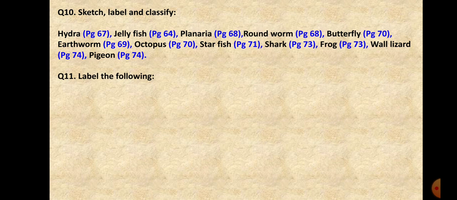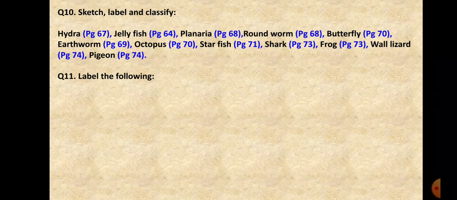Okay, I'll do one thing just to cut short your work. I will give you just the name of the phylum of each and every animal, and the remaining classification you will write on your own. Hydra belongs to Coelenterata. Jellyfish also Coelenterata. Planaria, Platyhelminthes. Roundworm belongs to Aschelminthes. Then comes the butterfly, which belongs to Arthropoda. Earthworm belongs to Annelida. Octopus, Mollusca.